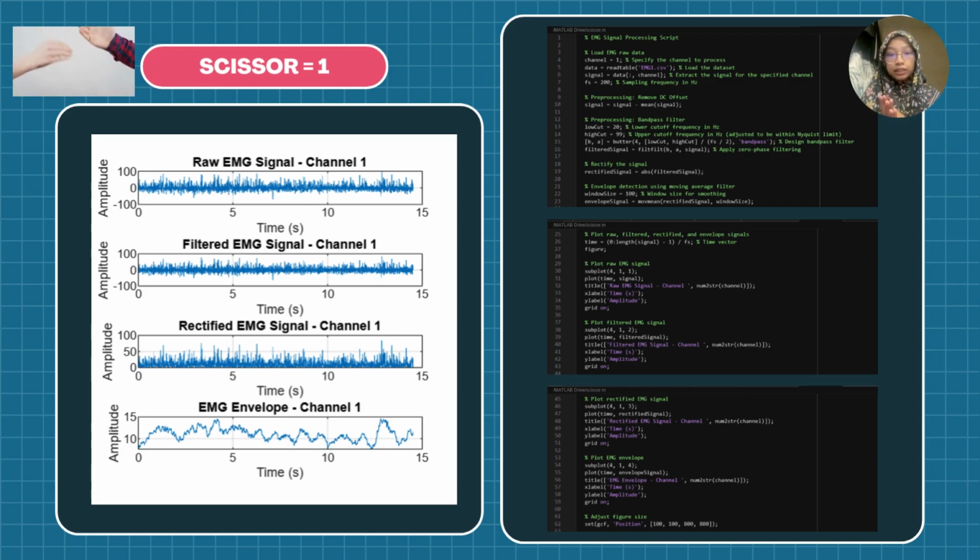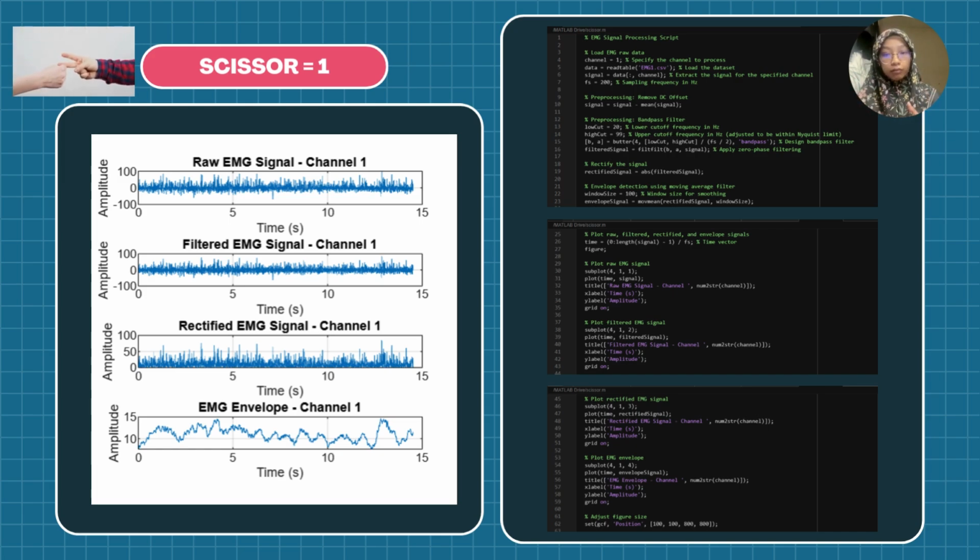Hence, the graph that we get is the raw EMG signals from channel 1 over 15 seconds, and this graph contains noise and baseline fluctuation, which are typical in unprocessed EMG data. Next, we filter the EMG signals. In the code, a bandpass filter with 20 Hz low and 99 Hz high cutoffs is applied to remove unwanted noise. Low frequency noise, such as baseline drift, and high frequency interference, like power line noise, are filtered out. This step ensures that only the frequencies relevant to muscle activity are retained.